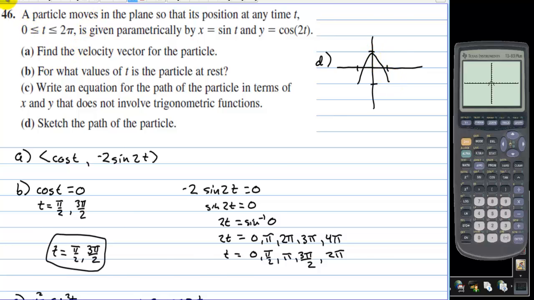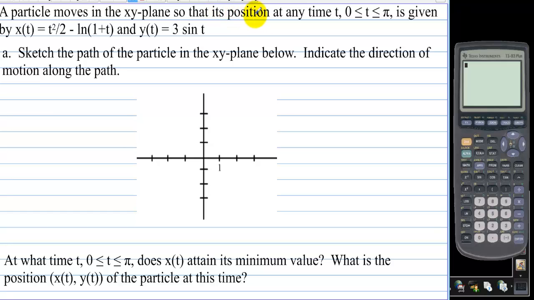A particle moves in the xy plane so that its position at any time t from 0 to pi is given by x of t equals t squared divided by 2 minus natural log of 1 plus t, and y of t equals 3 sine t. A. Sketch the path of the particle in the xy plane below. Indicate the direction of the motion along the path.